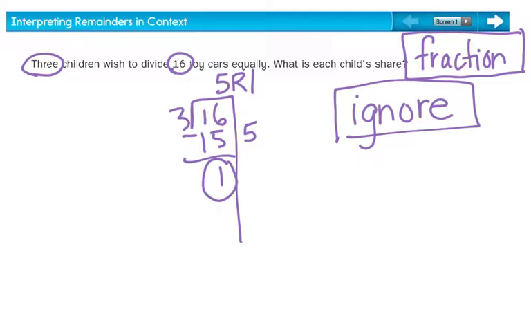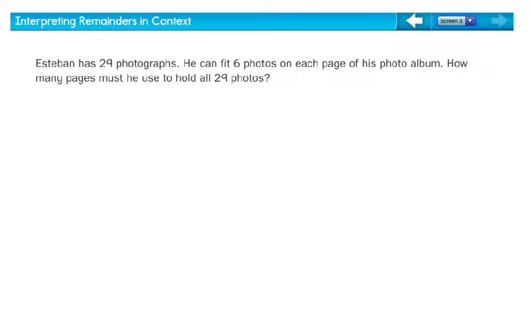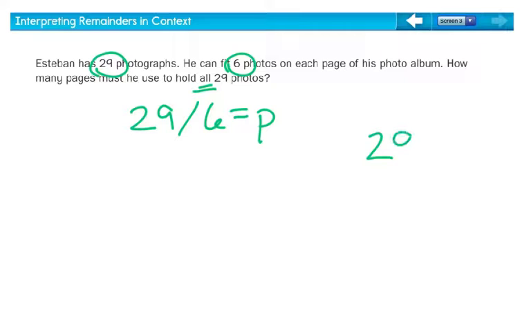Let's try another way. Esteban has 29 photographs. He can fit 6 photos on a page of his photo album. How many pages must he use to hold all 29 photos? So I'm going to go ahead and take 29 divided by 6 to see how many pages he needs.